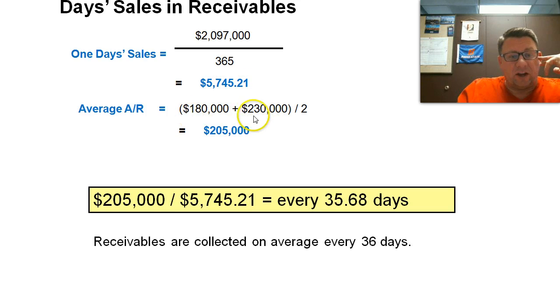Our average accounts receivable is 205,000. So we take the 205,000 divided by the 5,745, and approximately every 36 days we are collecting our receivables.